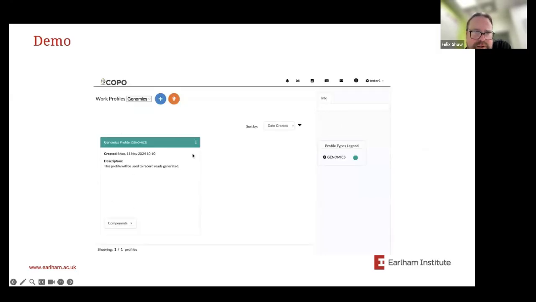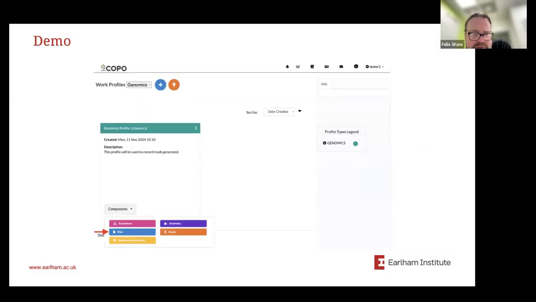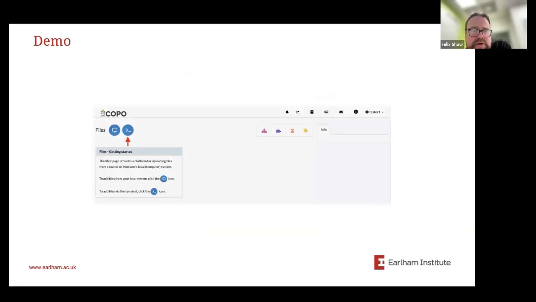Your profile then looks like this. We would then upload some files. So you click on components, files. There's two ways of getting data into Copo. You can either use the normal web-based HTTP, uploading the data from your laptop, but by far the more useful and common way of doing it is via command line, so you can upload data from a cluster, and the vast majority of our users do this.